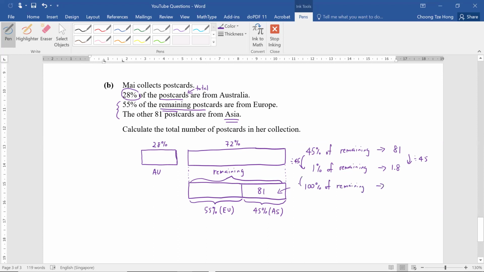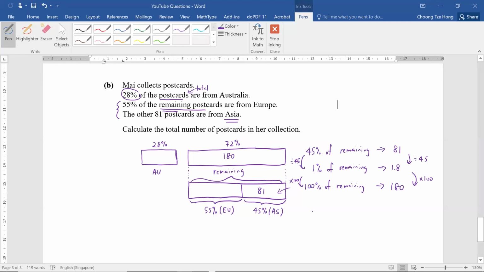So 100% of remaining will be times 100 now. Times 100 will give us 180 postcards. This means that over here, we can fill the number to be 180, because this 72% of the total is actually 100% of the remaining. That's why I say that for a percentage question, you must be very clear what the percentages are and what numbers the percentages represent. So now we have 180, which is represented by 72%, which is 72% of the total postcards.